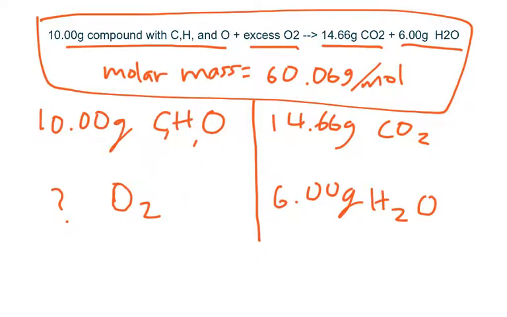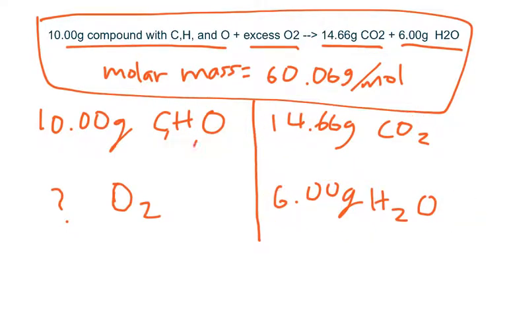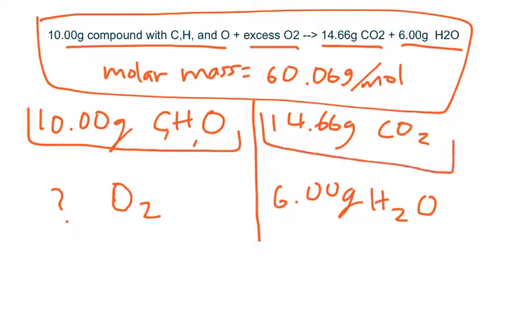So let's think about the conservation of mass. If 10 grams of a substance containing C, H, and O transforms into this and this, how can we use the conservation of mass to our advantage? Well, notice that on the left-hand side, all the moles of carbon are located in the CHO compound, while on the right-hand side, all the carbon exists in carbon dioxide.